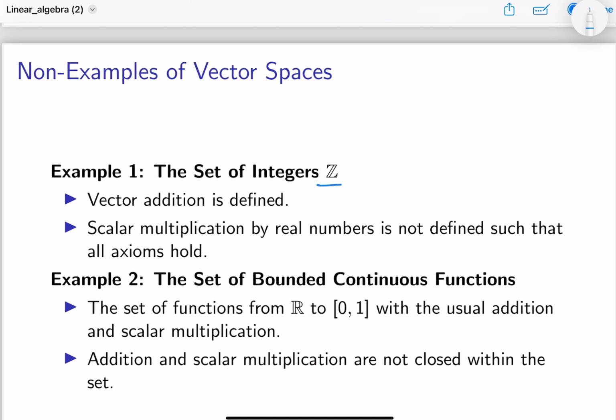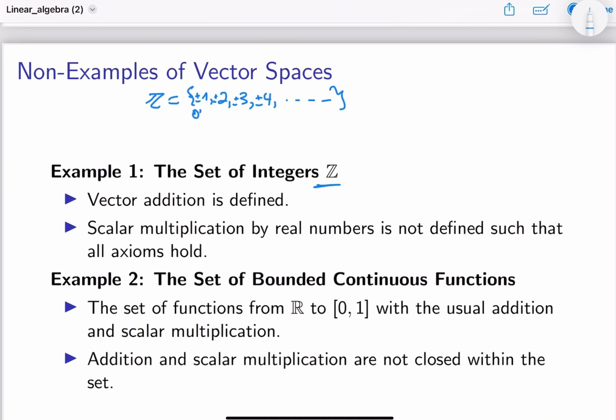The set of integers. If you take the set of integers Z, which is 1, 2, 3, 4, so let me say plus or minus 1, plus or minus 2, plus or minus 3, plus or minus 4, and so on. So you take all the integers with 0, of course, and you ask the question, is this a vector space?